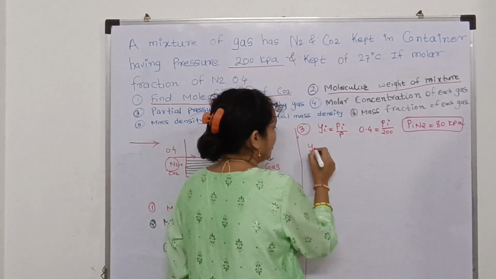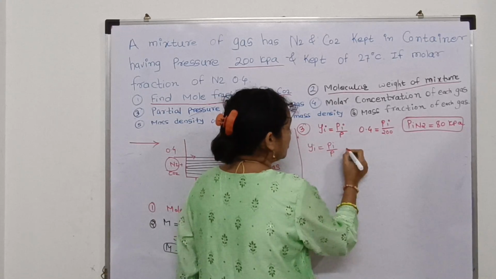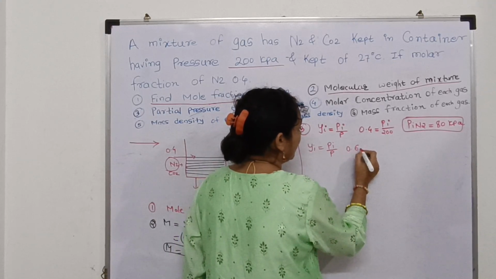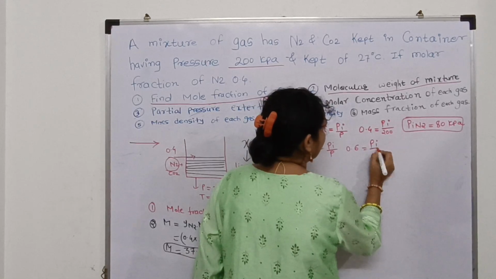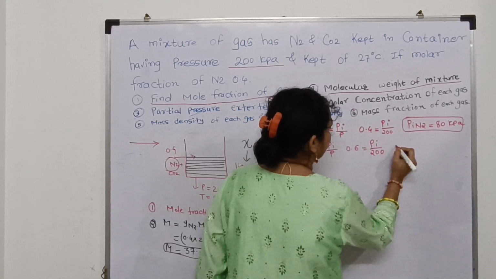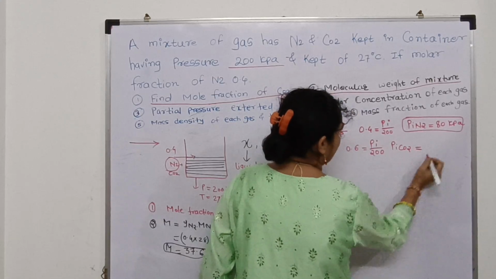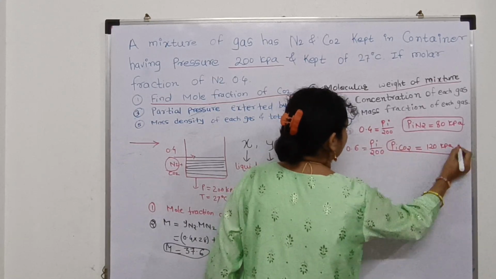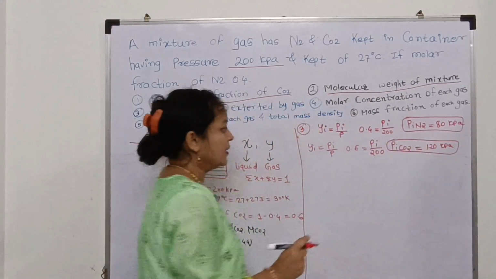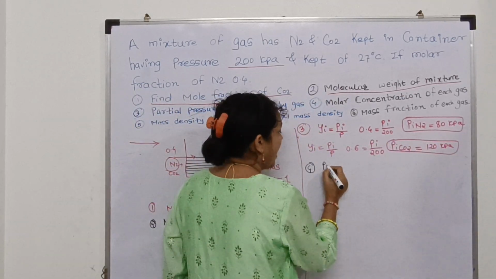And in the same manner, if you are going to calculate the Pi for the CO2, the moles involved is 0.6, which is equal to the Pi divided by, again, 200. If you calculate the partial pressure of the CO2, it becomes 120 kilopascal, right? So this is the answer for this point.